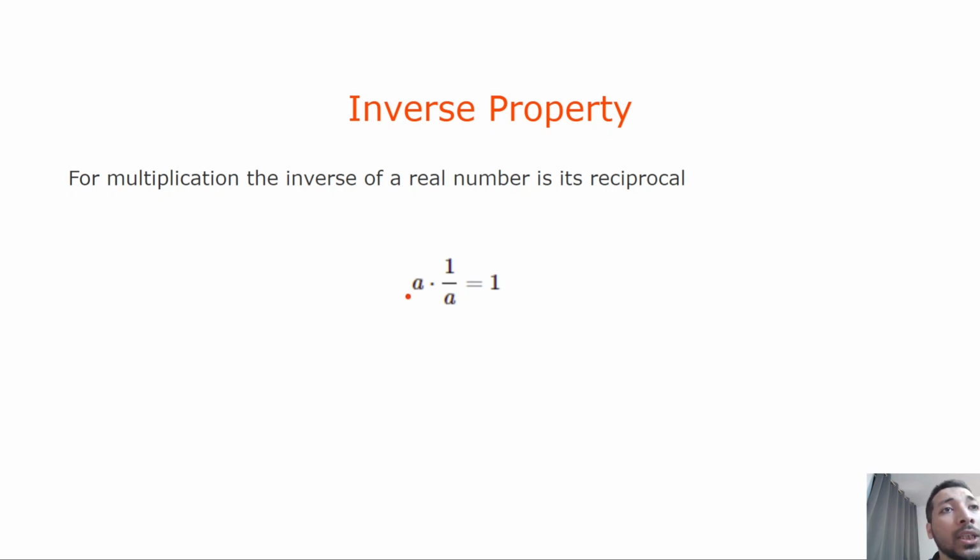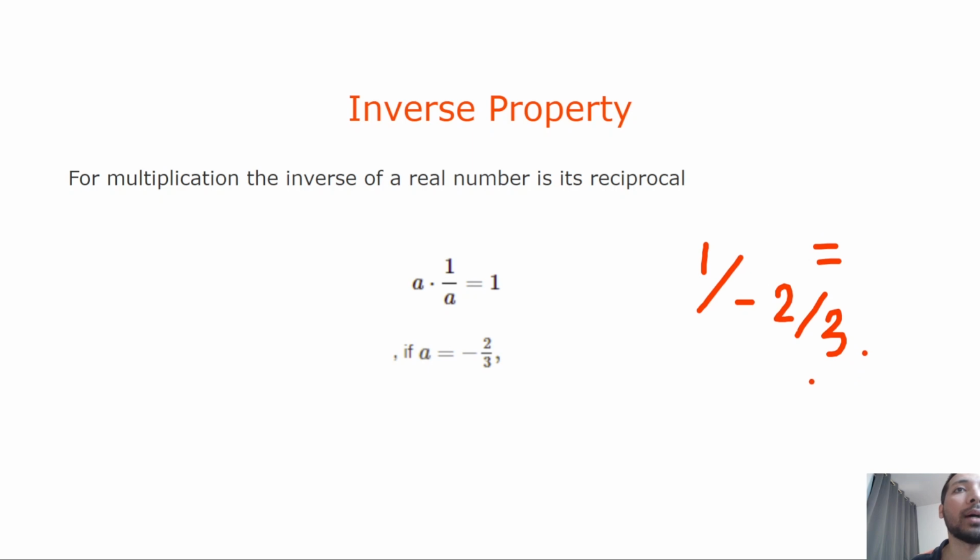So for multiplication, we know that if you multiply a number and its reciprocal, we get 1. If you have negative 2 over 3, how can I take the reciprocal of this negative 2 over 3? So reciprocal is 1 over negative 2 over 3. We are dividing 1 by negative 2 over 3. So this denominator would come at the numerator. So we have negative 3 over 2. So the reciprocal of negative 2 over 3 is negative 3 over 2.